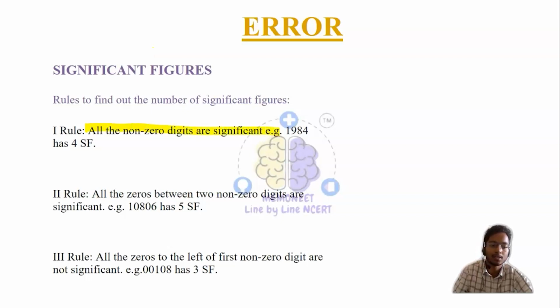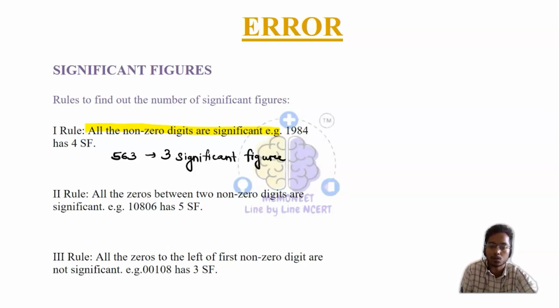Let's say we have some value that is 563. So there are three significant figures. For example, here it is given 1984. So it has four significant figures. Then the second rule is that all the zeros between two non-zero digits are significant.